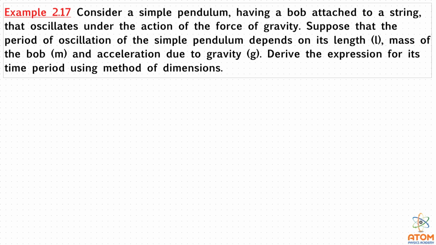Now example 2.17. Consider a simple pendulum having a bob attached to a string that oscillates under the action of force of gravity. Suppose that the period of oscillation of the simple pendulum depends on its length L, mass of the bob m, and acceleration due to gravity g. Derive the expression for its time period using the method of dimensions.